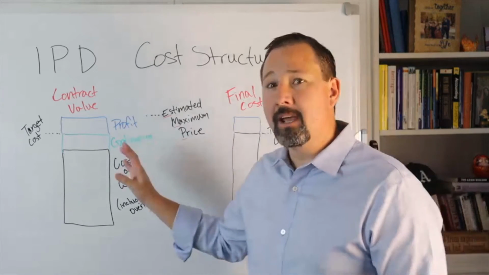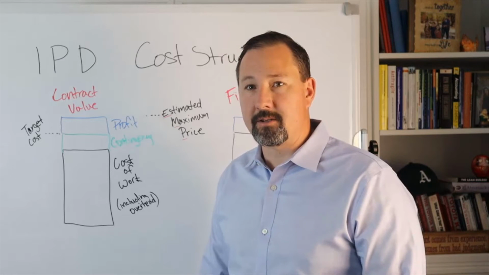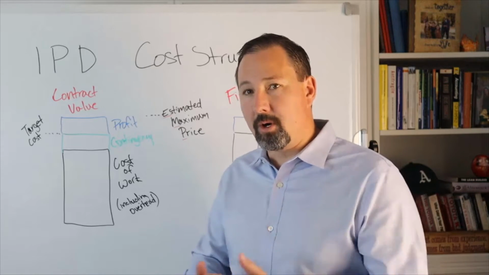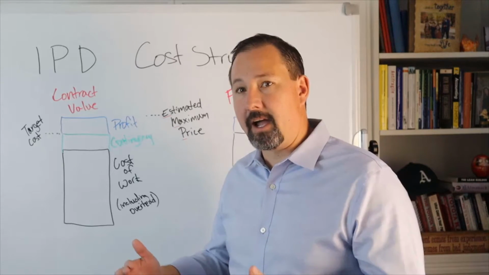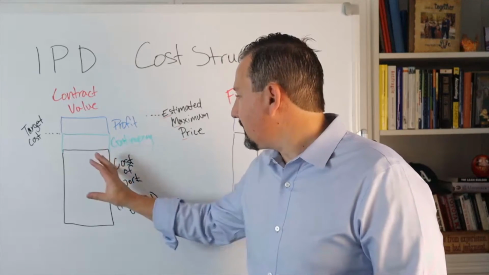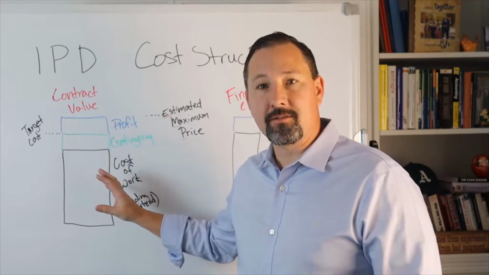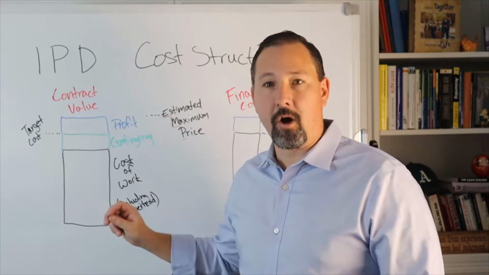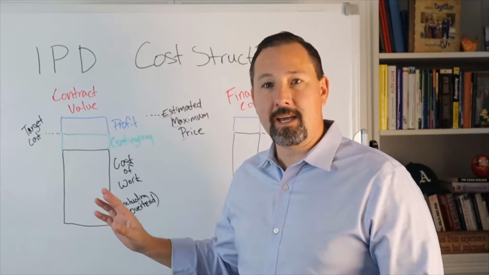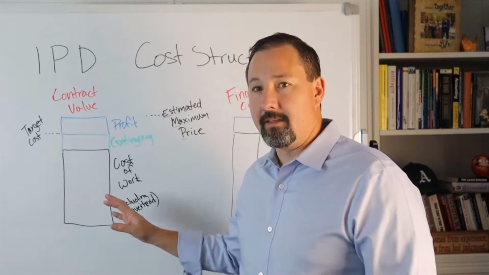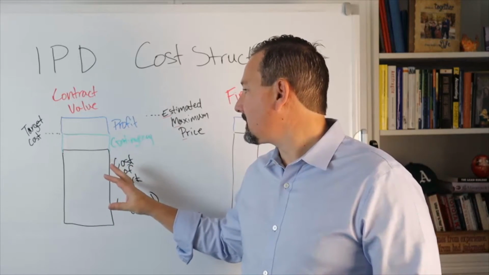So at the beginning of an IPD contract, the owner is engaged, the primary designers and builders, and there's an open book process to develop the cost for the project as the design is developing. So the cost structure is composed of three components. There's a cost of work. So all of the builders and all of the designers, they calculate what they expect their cost to be. And then the team aggregates all of those costs into a total cost of work.